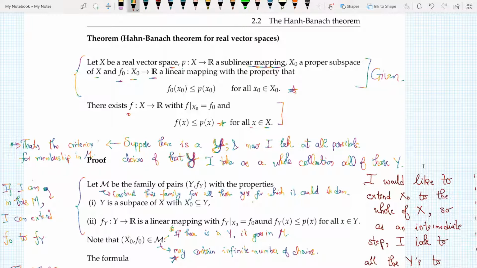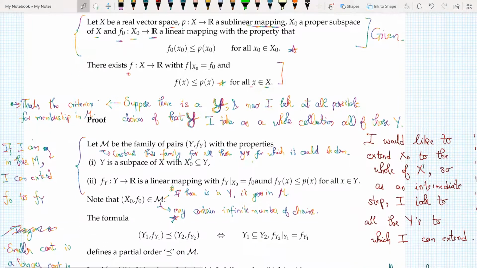Now let us look at this proof piece by piece. It's a very complicated proof which involves layers and layers of abstraction, but that's why I have broken it down into small pieces which can be easily seen. So let's look at this.